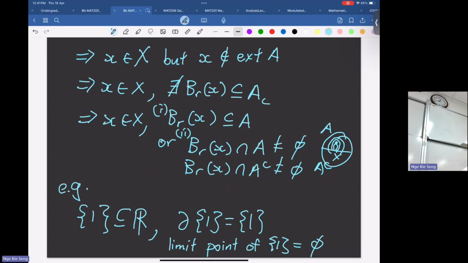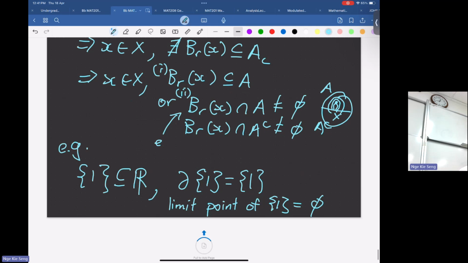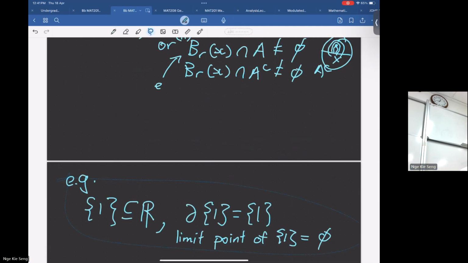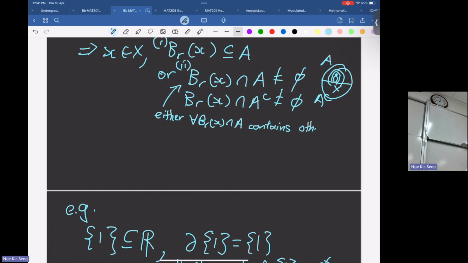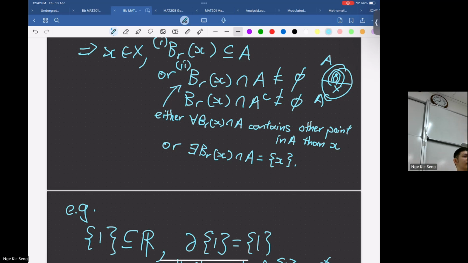Makes sense. Okay. So either for all balls B_r(x), the intersection with A contains another point in A than x, or there exists a ball around x whose intersection with A is just x itself. Any question about this one?